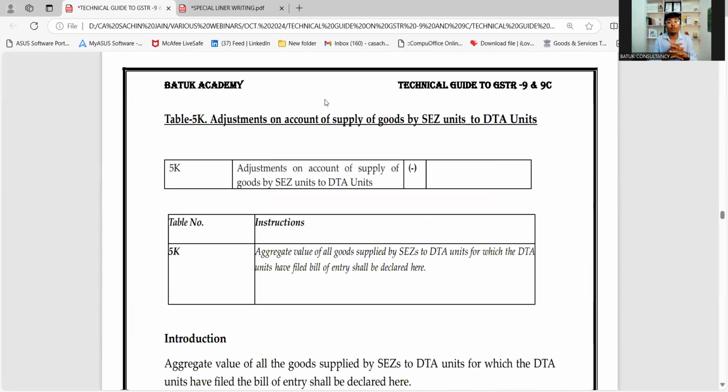Then adjustment on account of supply of goods by special economic zone to domestic tariff area. As we all know that if there will be any supply from SEZ to DTA, in that case, there will be no effect under GST. But in books of accounts, you have to book the same. So in such a situation, there will be a difference between books of accounts and the GST turnover. So for that purpose, there is a requirement of reconciliation. Okay.